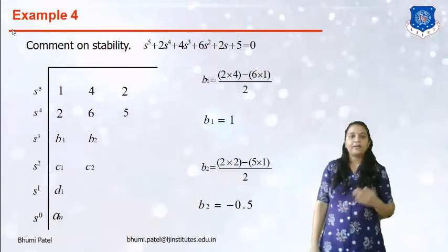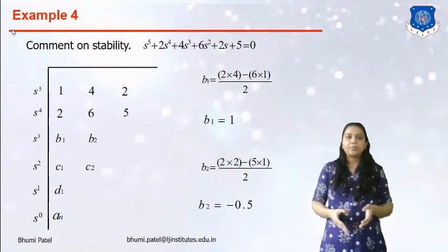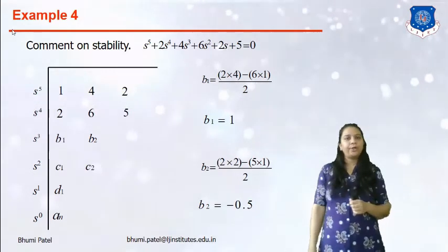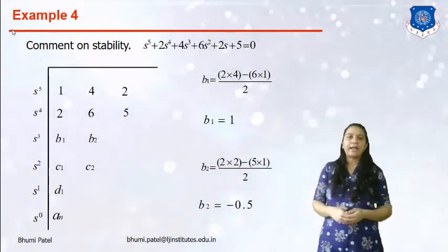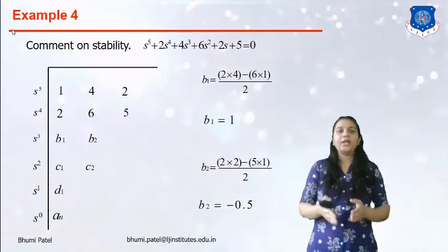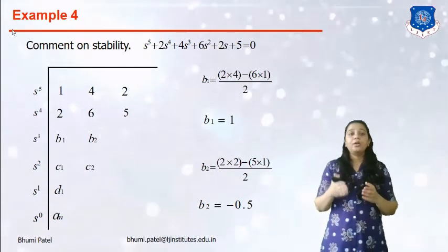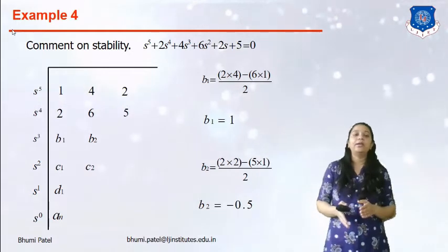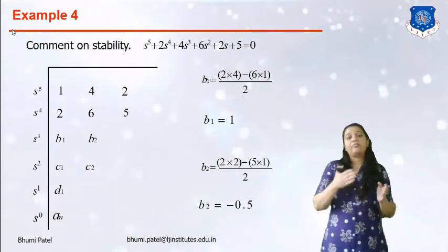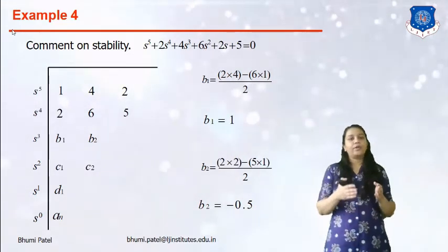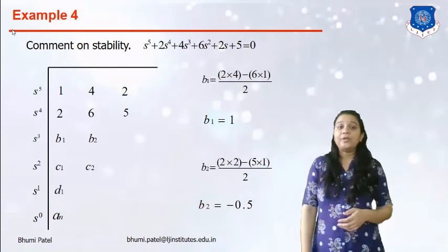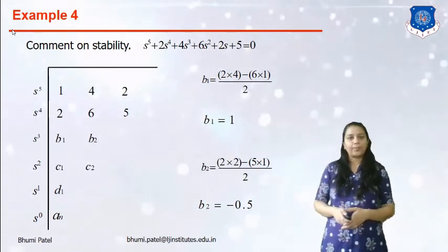Now our first target is to find B1. So the equation of B1 is (2 × 4 - 6 × 1) / 2. Simplify this equation and we get B1 is equal to 1. Now next we have to find B2. For B2 we do not consider the second column, we only consider the first and third column values. So the equation will become cross multiplication (2 × 2 - 5 × 1) / 2, and simplifying this equation, we get B2 is equal to minus 0.5.